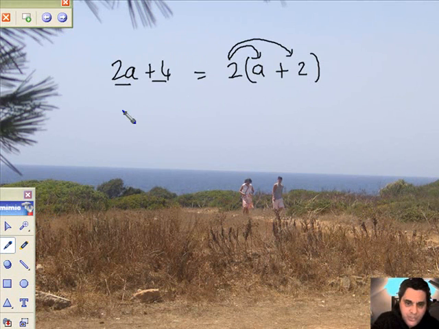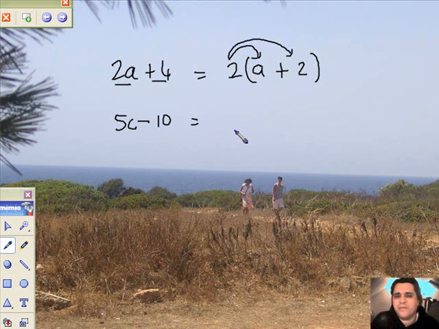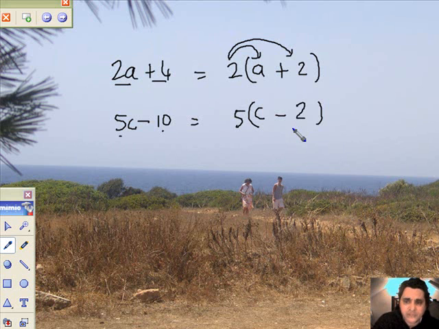Let's pick a dodgier one, only slightly. I've got 5c minus 10. What was that before it was broken open? What was that before we busted open the brackets and released the two terms? Well, I reckon the common factor of 5 and 10 is going to be 5, and the question is 5 times what makes 5c? Well, 5 times c makes 5c. Put a minus there because it's going to be negative. 5 times what makes minus 10? Well, 5 times minus 2 makes minus 10. These are the factors of that expression there on the left.